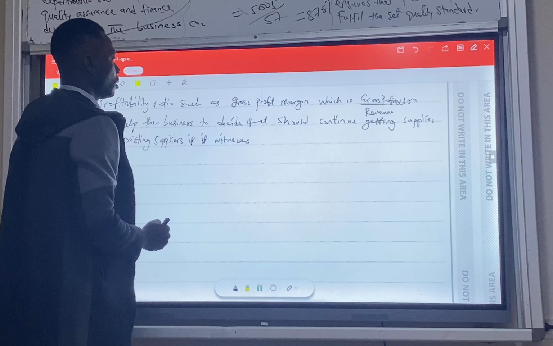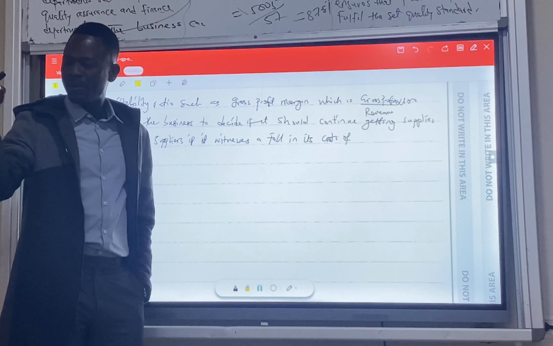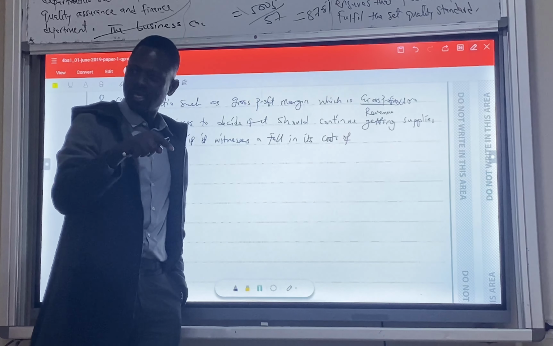Sir, is profitability ratio the same as markup? We use markup to determine our cost plus the price we want to sell our products. So markup is just the amount we are adding to that price to make profits.